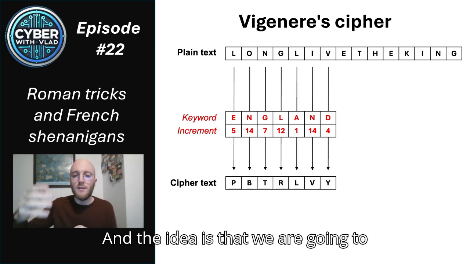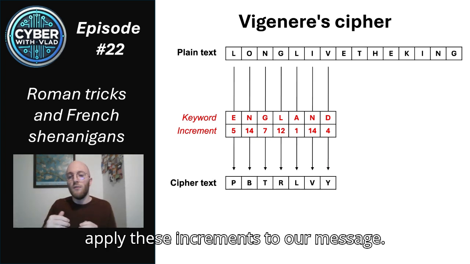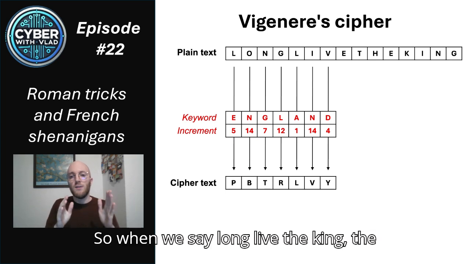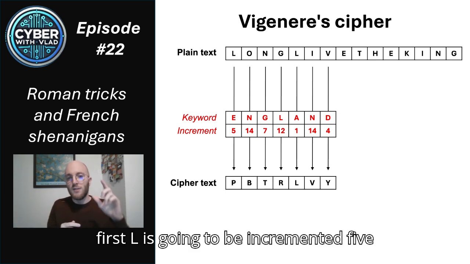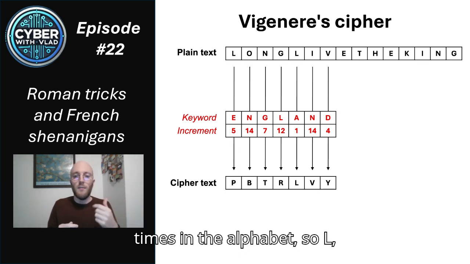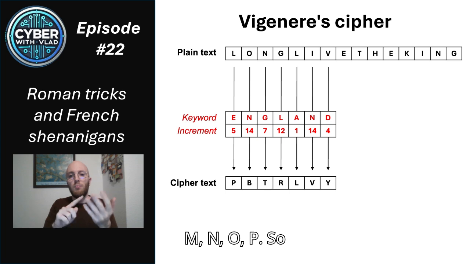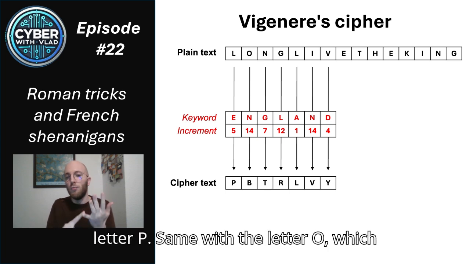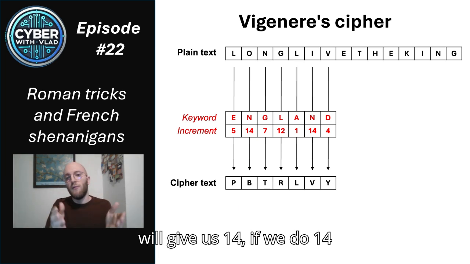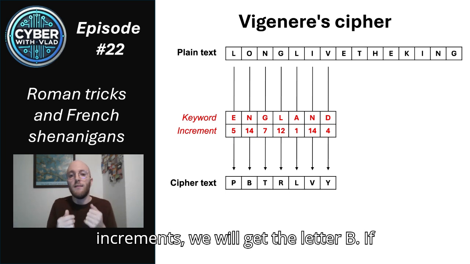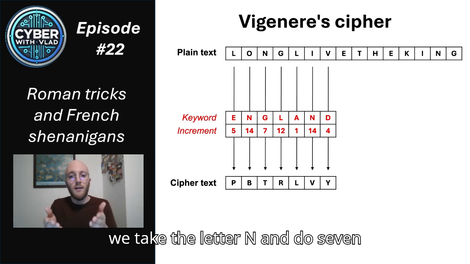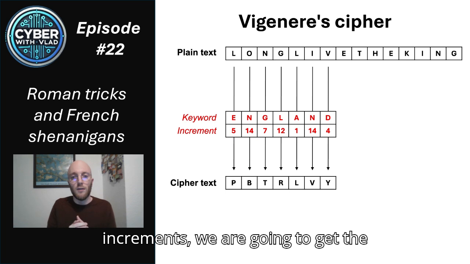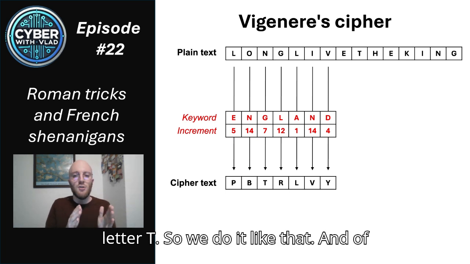And the idea is that we are going to apply this increment to our message. So when we say "Long live the king," the first L is going to be incremented 5 times in the alphabet. So L, M, N, O, P. So 5 positions from the L, we get the letter P. Same with the letter O, which will give us 14. If we do 14 increments, we will get the letter B. If we take the letter N and do 7 increments, we are going to get the letter T. So we do it like that.